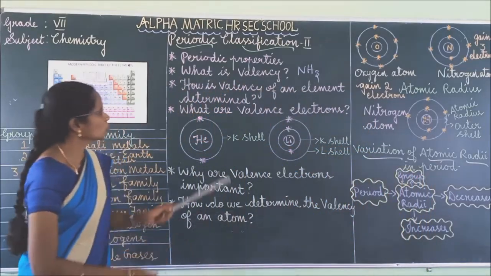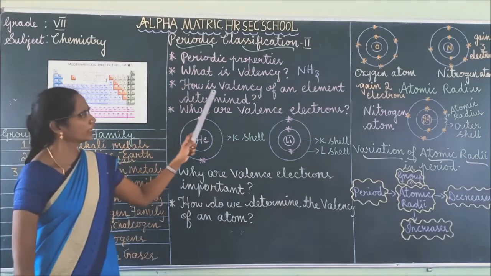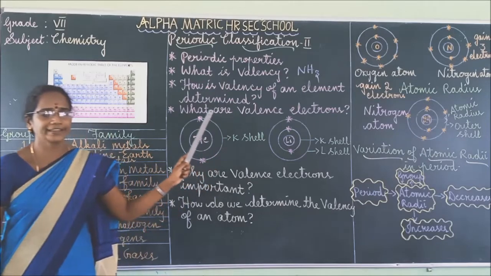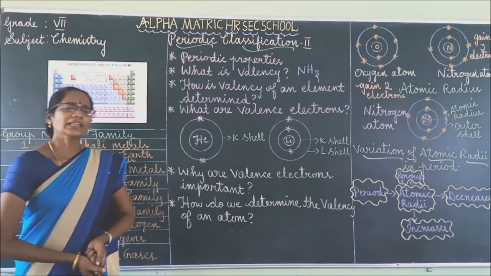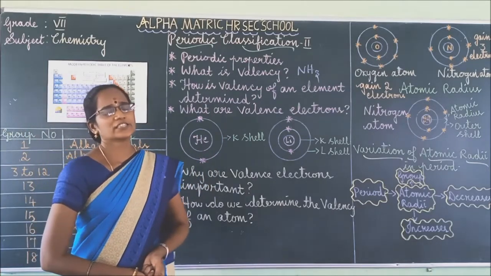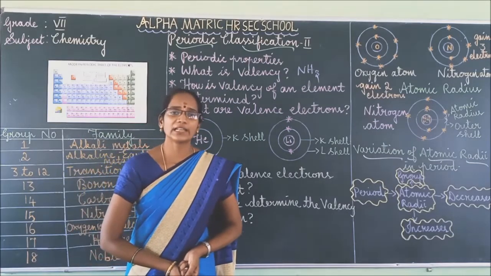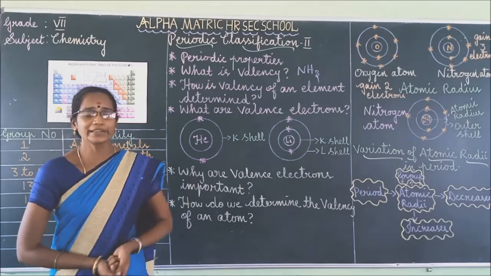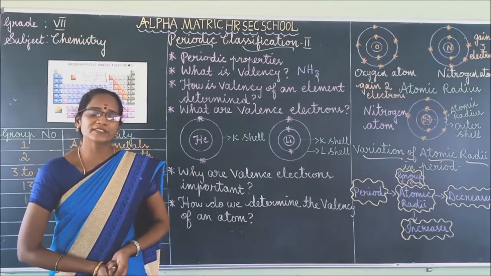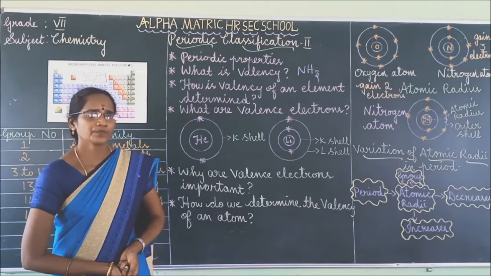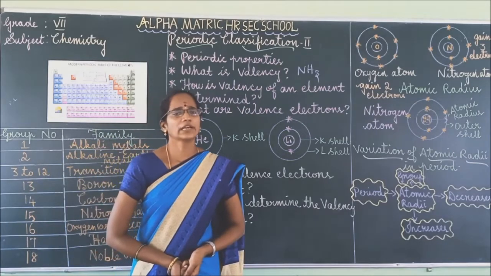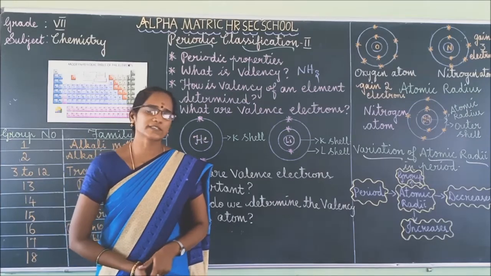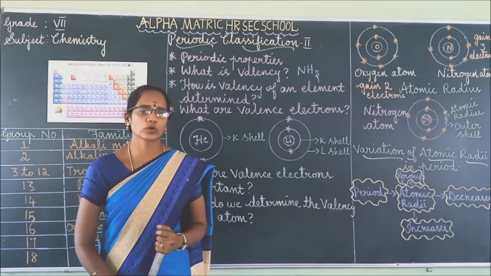Okay. So next one, how is the valency of an element determined? The valency of an element is determined by its valence electrons. We know very well electrons are negatively charged particles and they revolve around the nucleus. Okay.